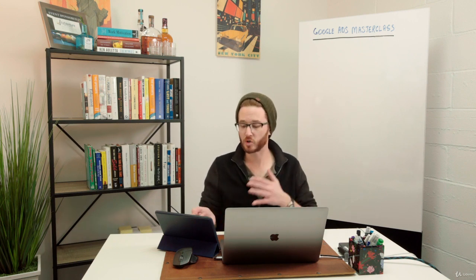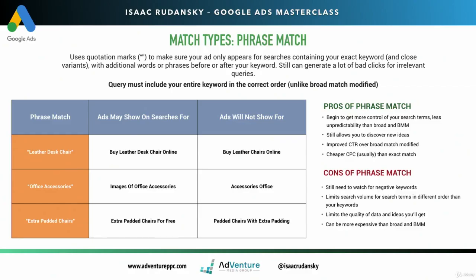So let's go through some examples of phrase match keywords and what ads will show for and what ads will not show for. "Leather desk chair," closed in quotation marks over here. "Buy leather desk chairs online." That's an example of what an ad might show for, even though buy and online were not included in my phrase, because leather desk chair is included in that search term in the right order as I had it in my keyword. Ads will not show for "buy leather chairs online" because my phrase was leather desk chair and that phrase is not inside that search query.